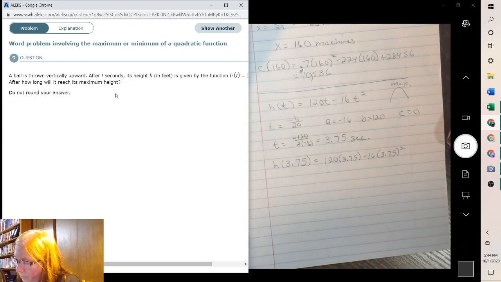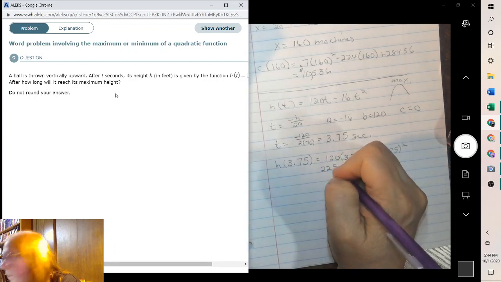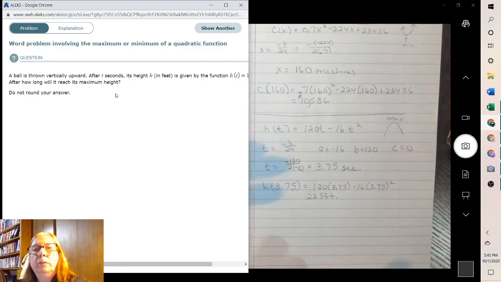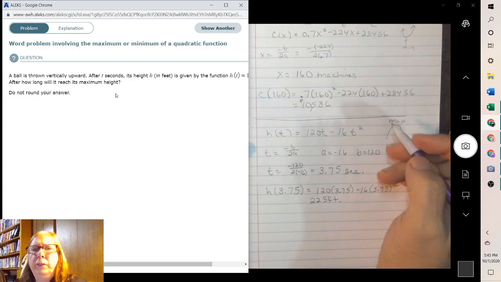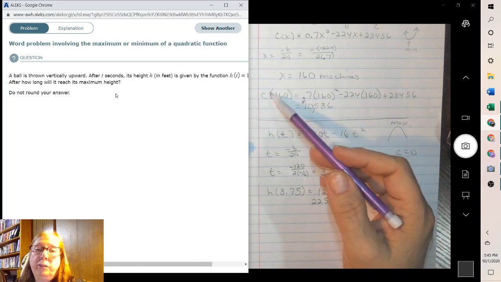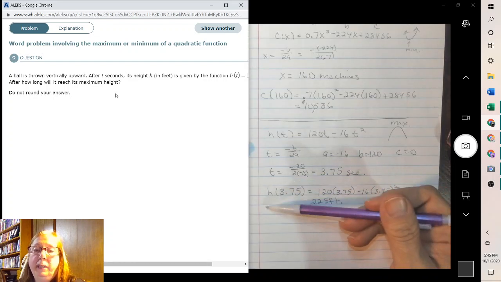So we plug that in, 120 times 3.75 minus 16 times 3.75 squared. 225 feet. Height was in feet. So these problems for max and min are just finding the vertex of the parabola. Just be careful what they're asking for. If they want the number of machines, you stop here. If they want the cost, here. If they want time, you find t. If they want the height, you plug it in.